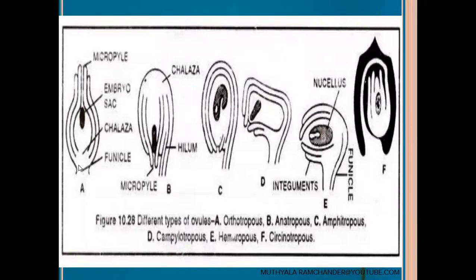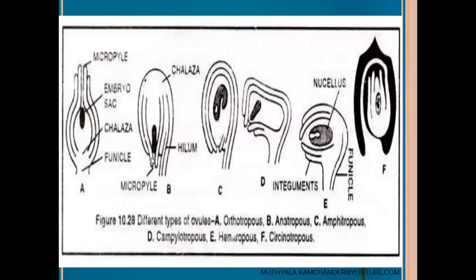In each ovule, the main major parts present are the micropyle, embryo sac, chalaza, and the fourth one is the funicle. These 4 major parts are arranged in a linear position. This type of ovule is called an Orthotropous ovule. The second one is the Anatropous ovule.